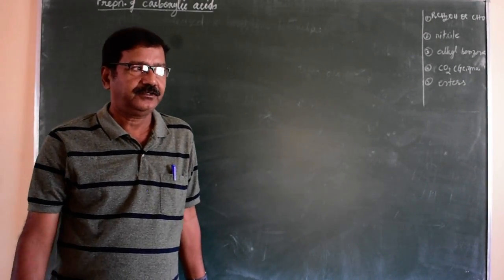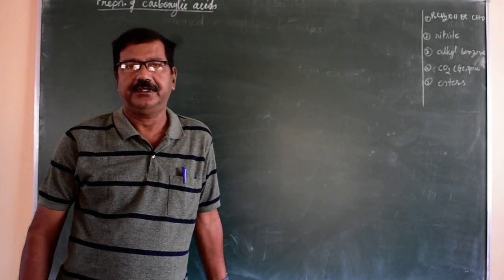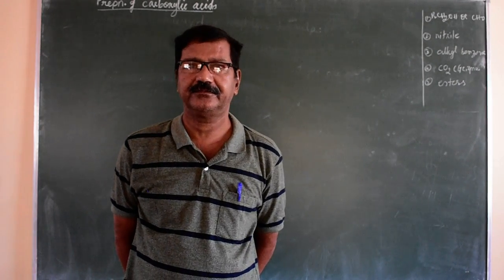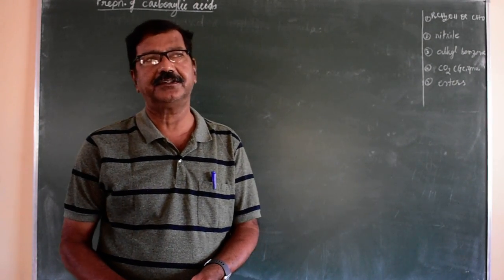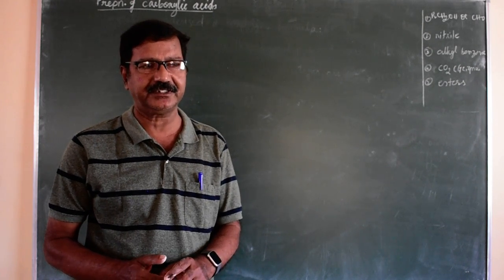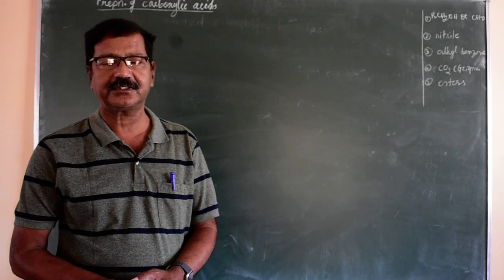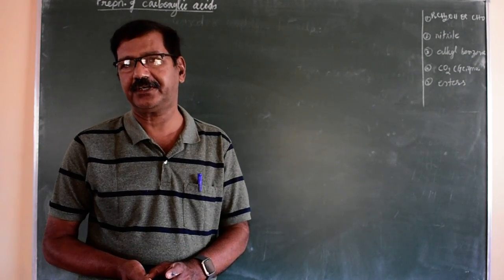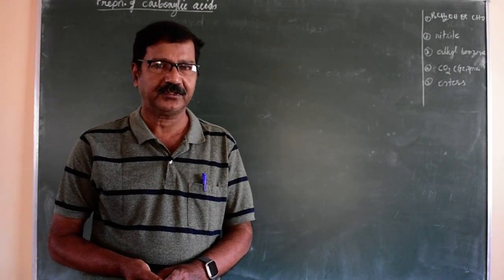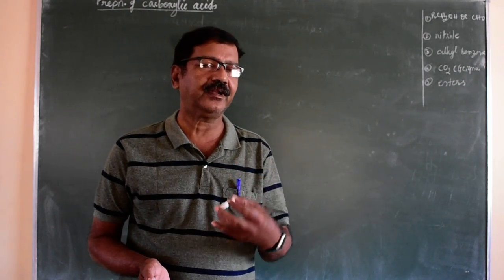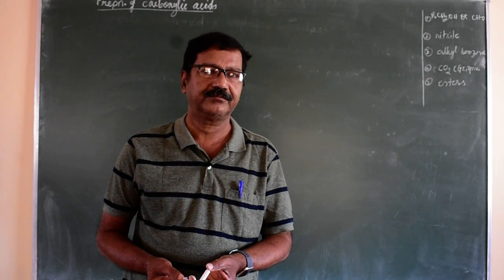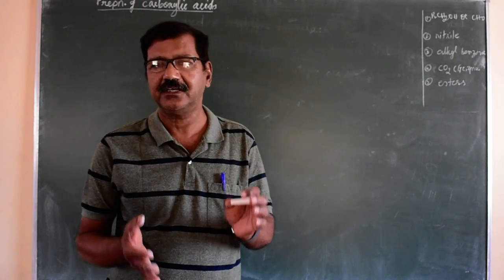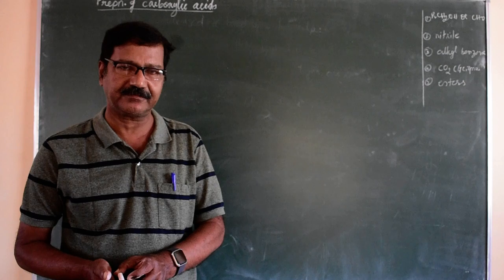Well, students, yesterday I told how the carboxylic acids, that is monocarboxylic acids, are prepared. I explained three methods. One is from alcohols or from aldehydes, which were already studied. The oxidation of primary alcohol gives aldehyde, which on further oxidation gives carboxylic acid containing the same number of carbon atoms.